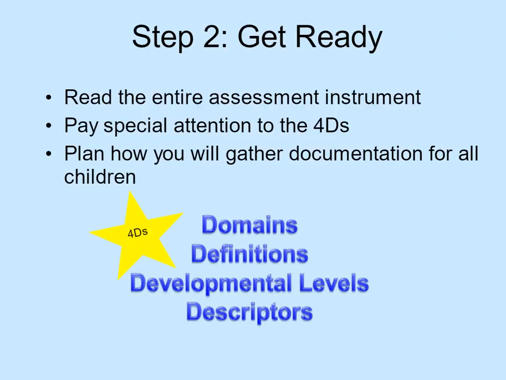Step 2. Get ready. Before collecting authentic assessment evidence, we recommend reading the entire DRDP 2015 to know what behaviors and skills to consider. Pay special attention to the 4 Ds of the assessment: domains, definitions, developmental levels, and descriptors. Plan how you will gather documentation for all children, including observing and documenting dual language learners in their home language and English.